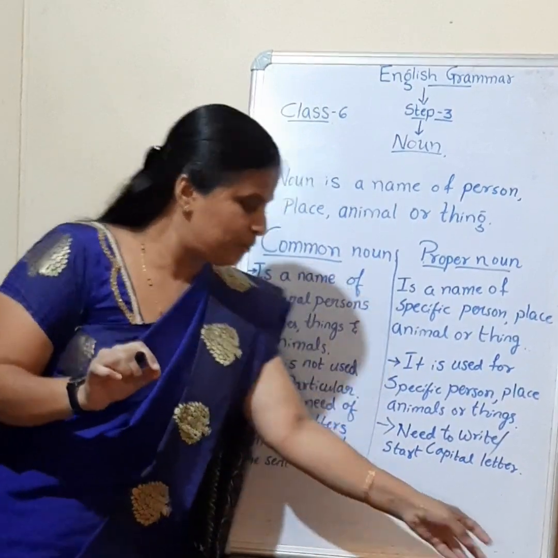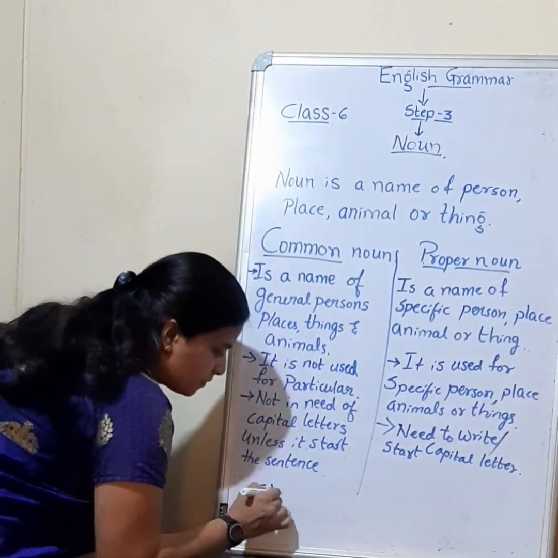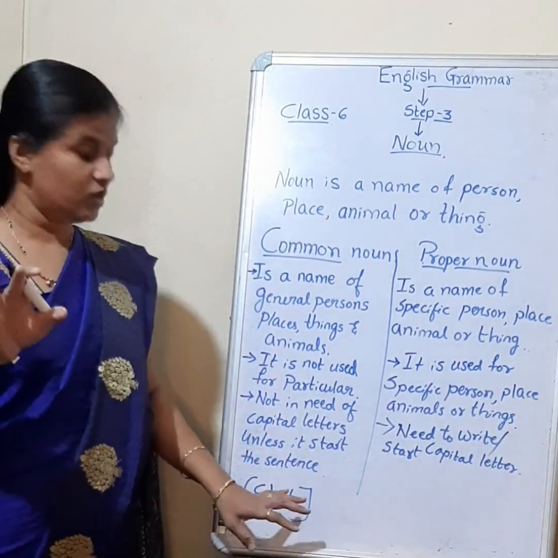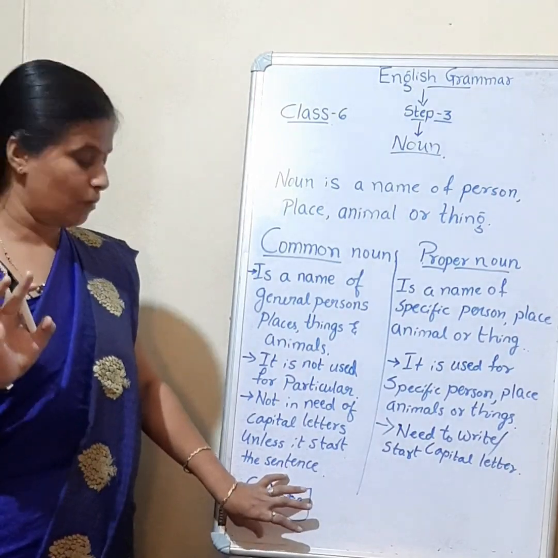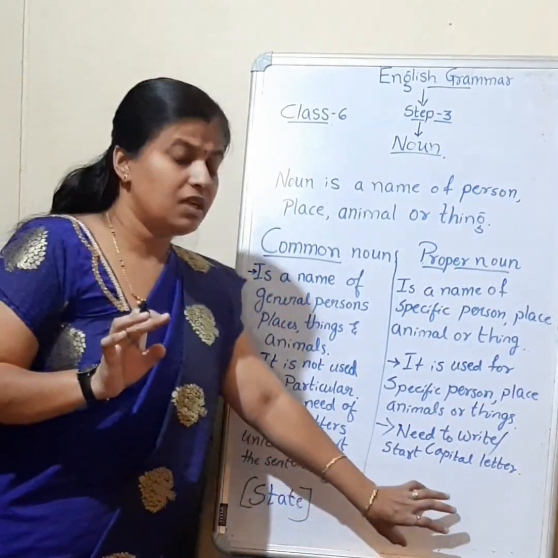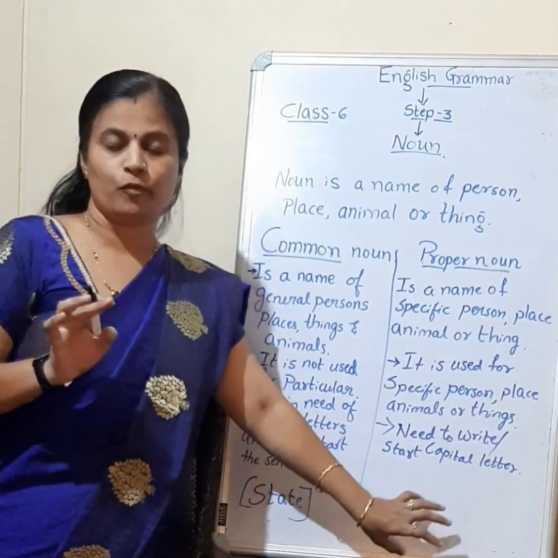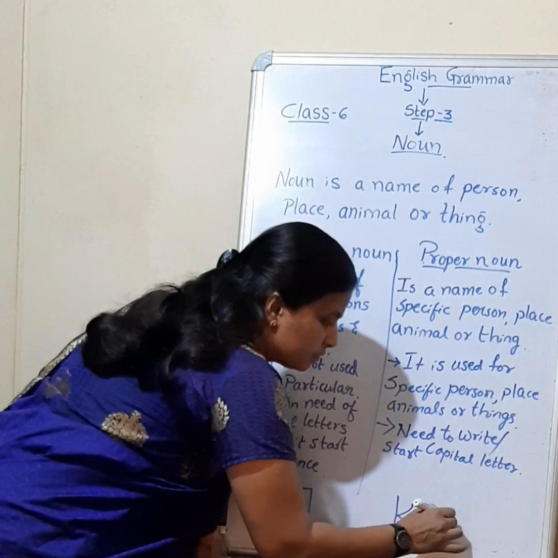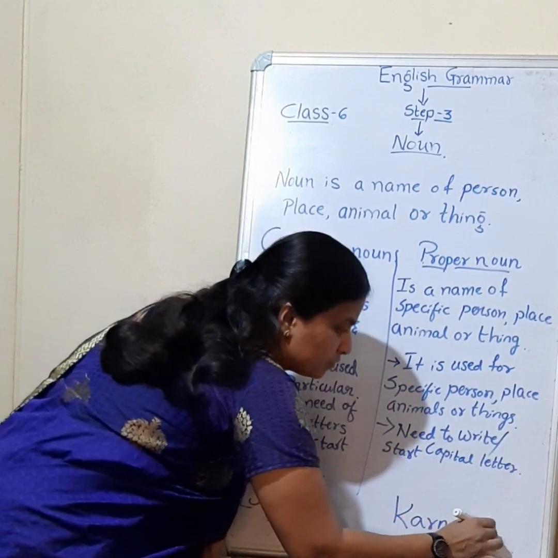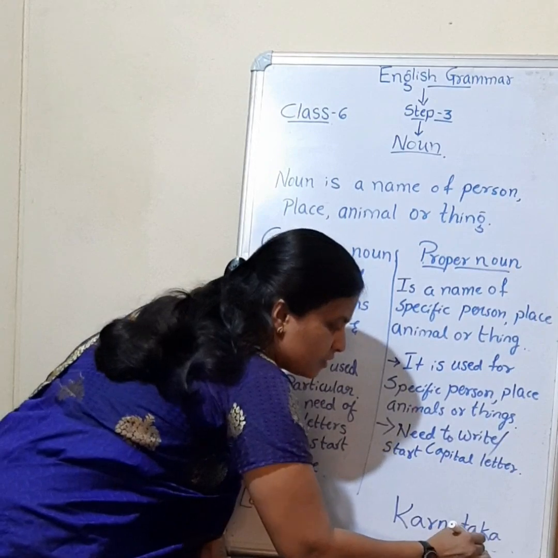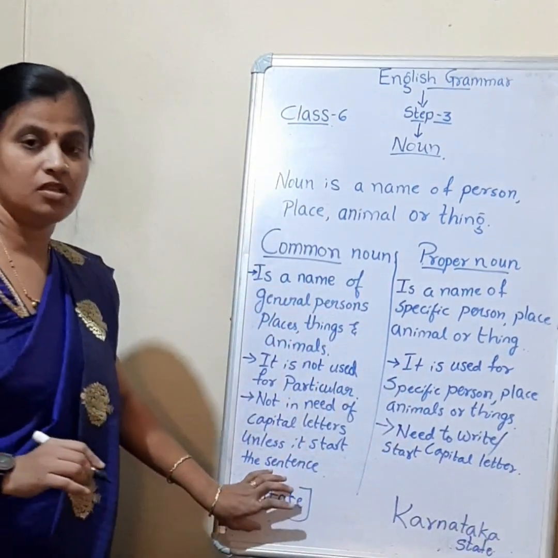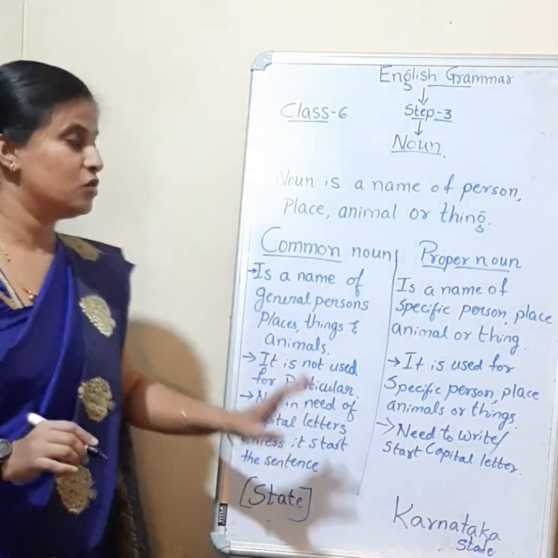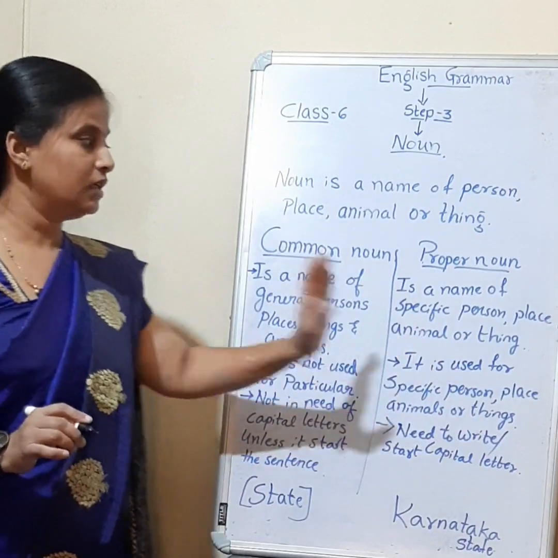At least one example let us see here now. For example, state is a common noun. Okay, any state. So here the word state is a general word, but for a proper noun, one example is Karnataka. Karnataka state. So here I have mentioned the common noun, and here the specific or proper noun of that common noun. So this is the difference between common noun and proper noun.